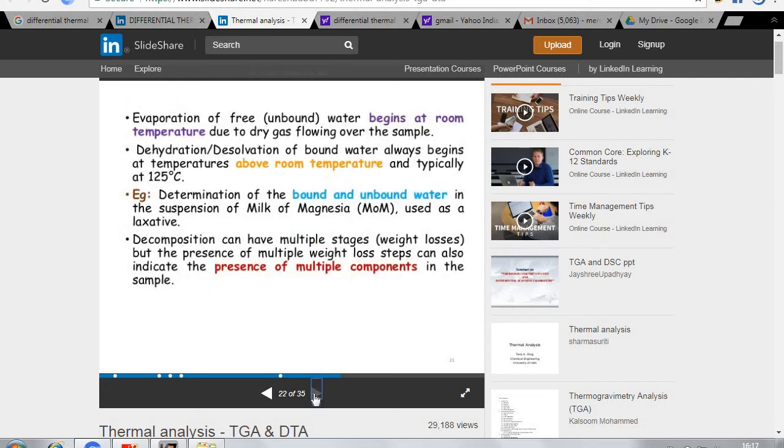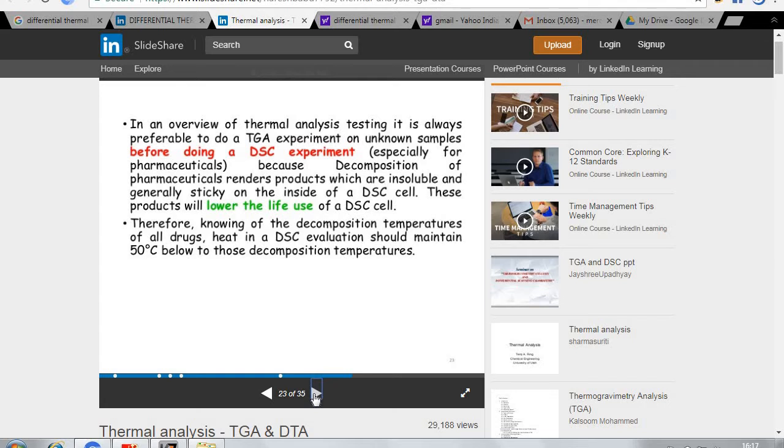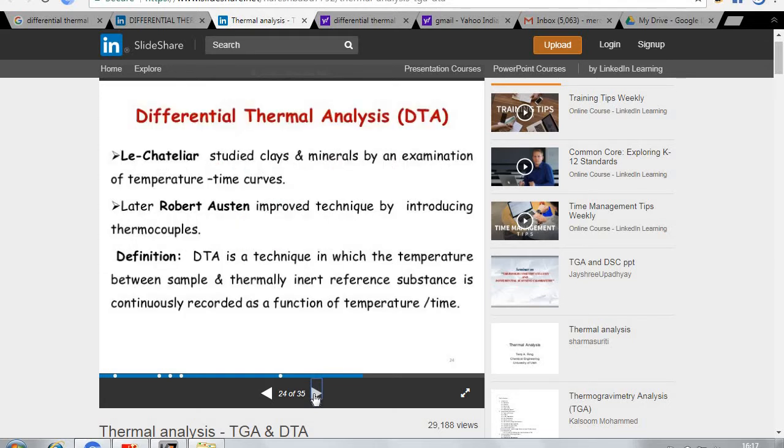Now we move on to the next type of thermal analysis, called the differential thermal analysis method. This was studied by Le Chatelier in samples like clays and minerals, and was further developed by Robert Austin. This is similar to thermogravimetry, but here you use a test sample along with an inert reference sample, and compare the temperature difference between both samples and how they react at exposure to the same temperature.